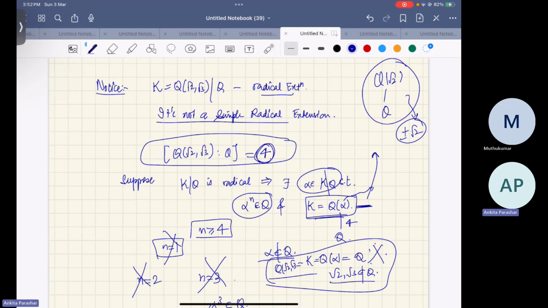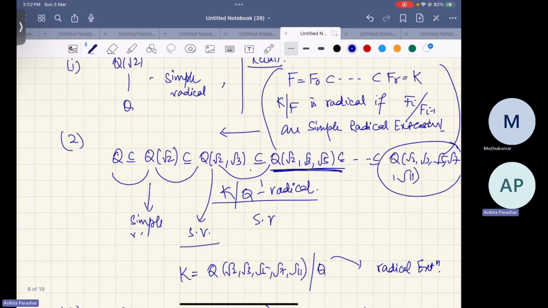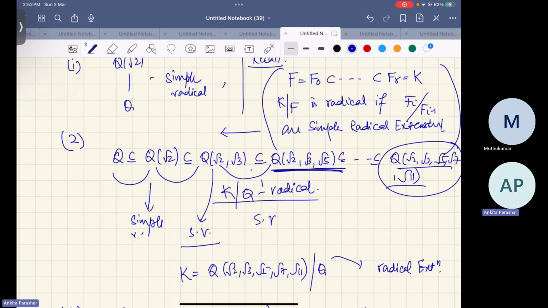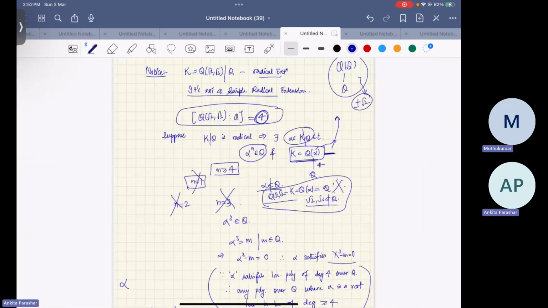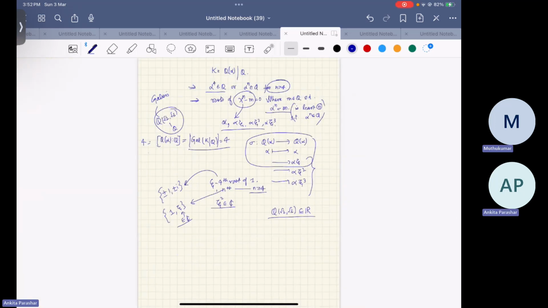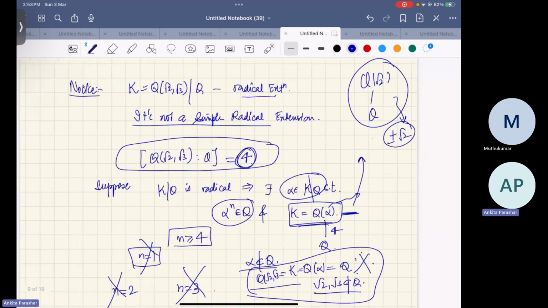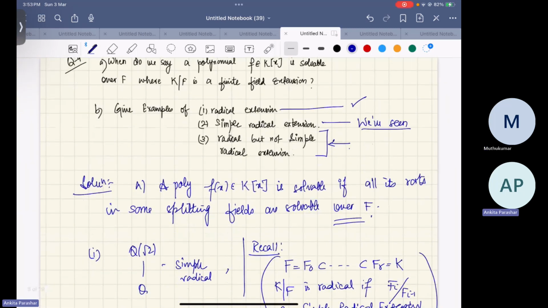In fact, for any degree now, you see Q(root 2, root 3, root 5, root 7, root 11), all degrees are more than 4. All will have the same issue, and therefore they cannot be simple radical. This is okay, right? Thank you. Okay, so I think this is a little bit messy, but once you have degree more than 2, it's always a challenge to check whether an extension is simple or simple radical or not. Okay, so I think the question is done, more or less.